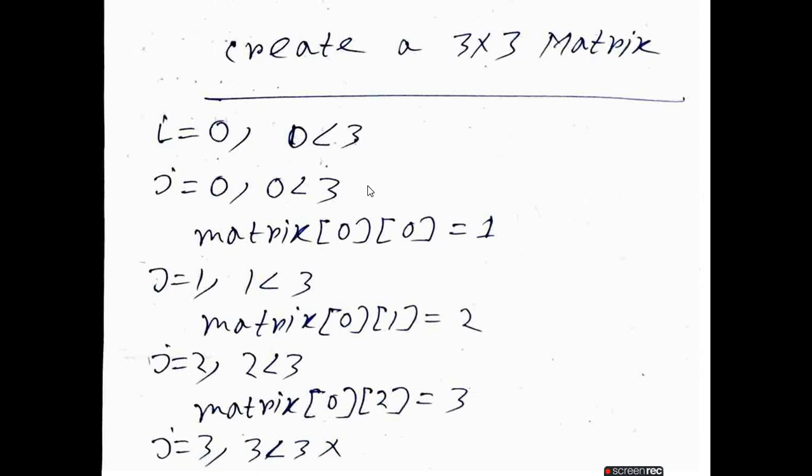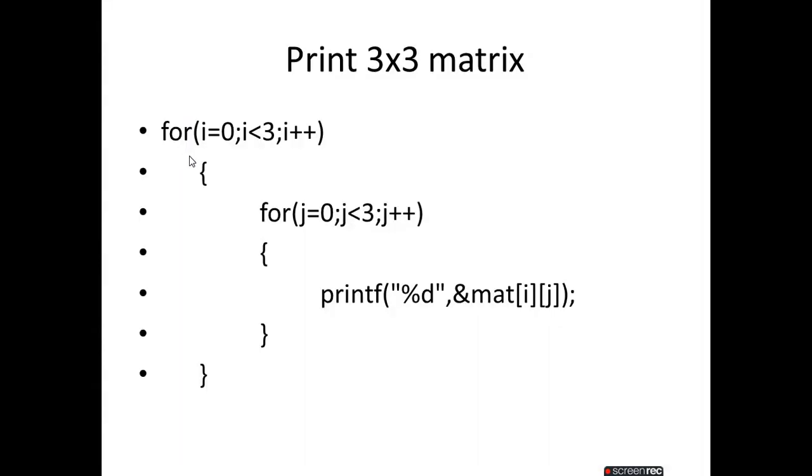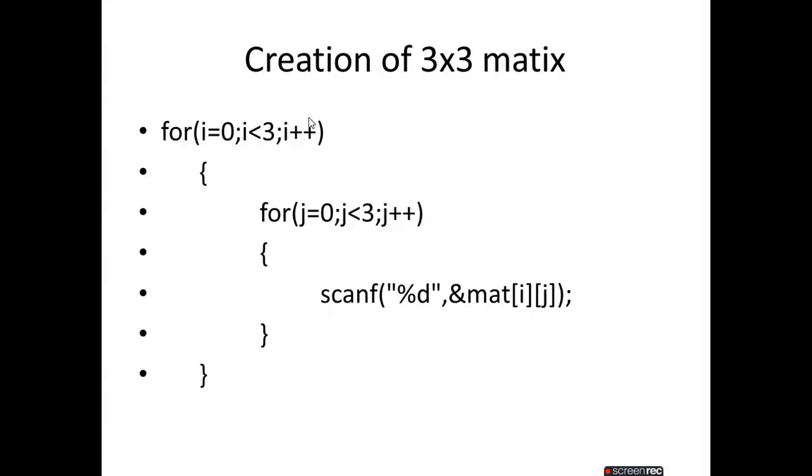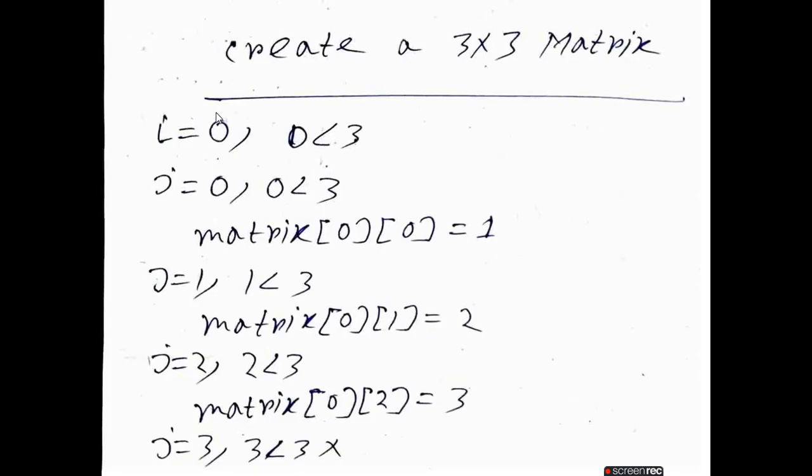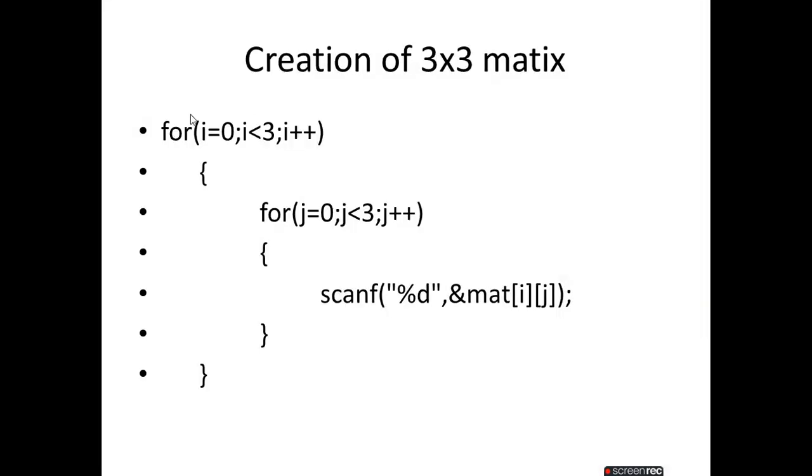Now, how to create a 3 cross 3 matrix. What is the condition? For i equals 0, i less than 3, i plus plus. If the condition is true, then go inside. Now i is assigned 0. Now check whether i is less than 3 or not. Yes, 0 is less than 3, the condition is true, so go inside this for loop. What is in the for loop? Check j equals 0, j less than 3, j plus plus.